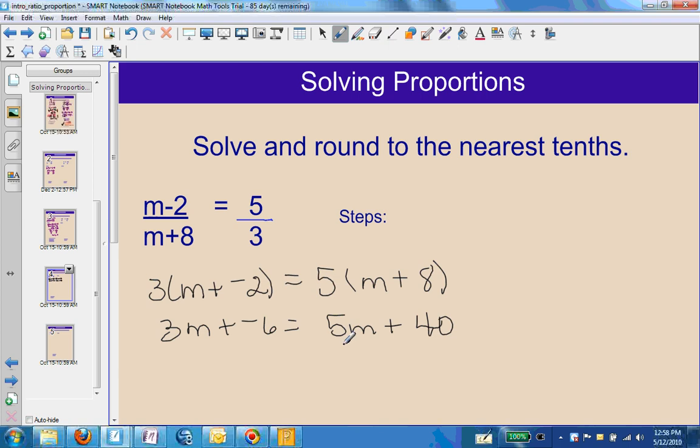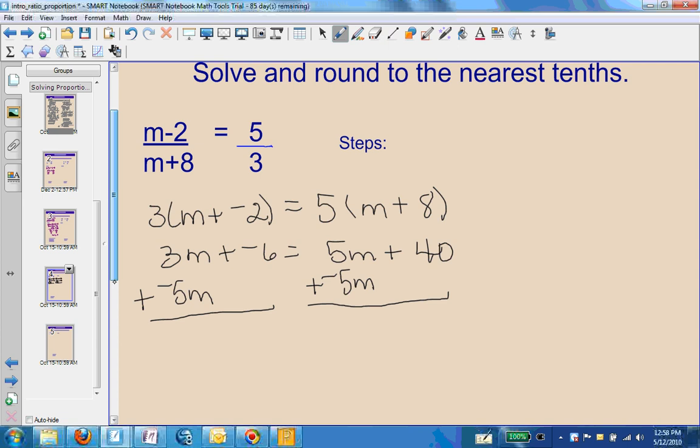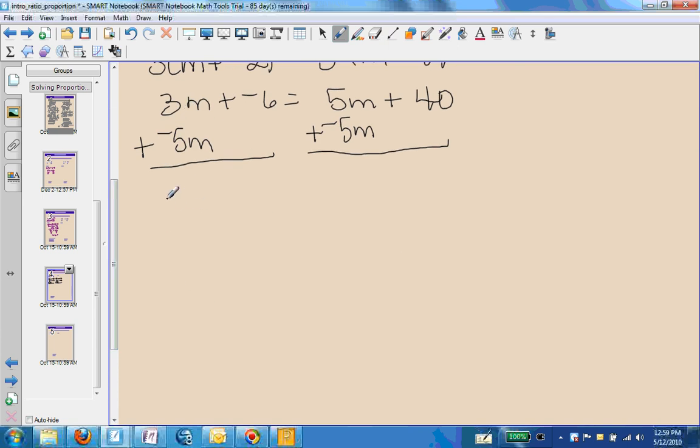I'm going to bring my n's over to the left-hand side by adding a negative 5n. Remember, we're adding 5n and 40, so to get rid of that adding of the 5n, we're going to add the opposite, negative 5n. And we're going to do that to both sides. Do it to one side, you have to do it to the other. So it ends up with negative 2n plus negative 6 equals 40. So we got rid of the 5n where we did not want it.